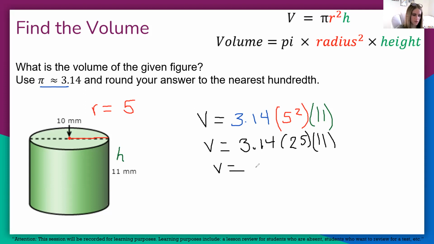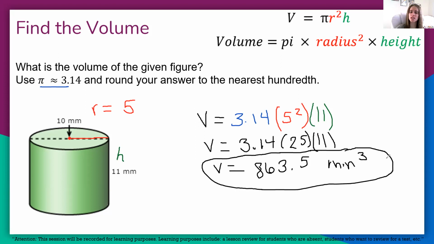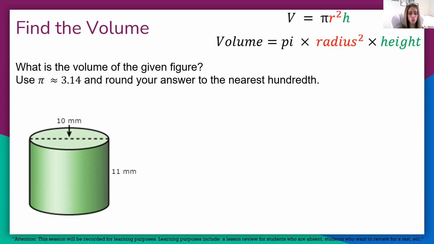The volume of this figure is 863 and 5/10 millimeters cubed. It is already rounded for us. We don't need to do any extra steps. Let's go ahead and try one more, and then you'll get another chance to practice.